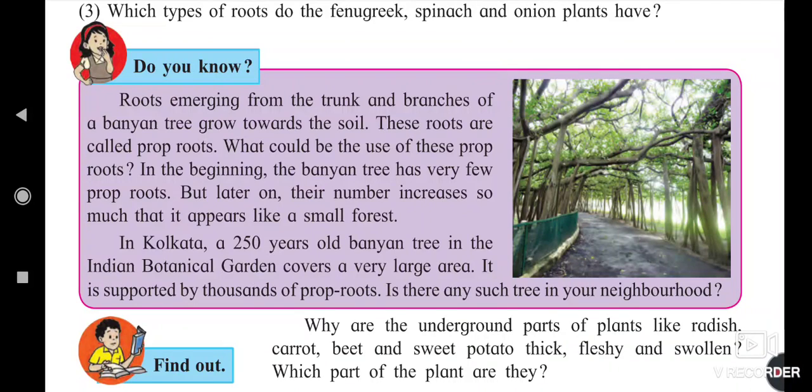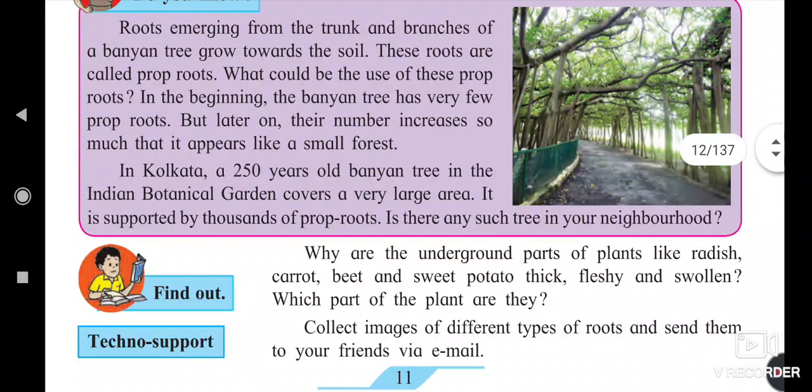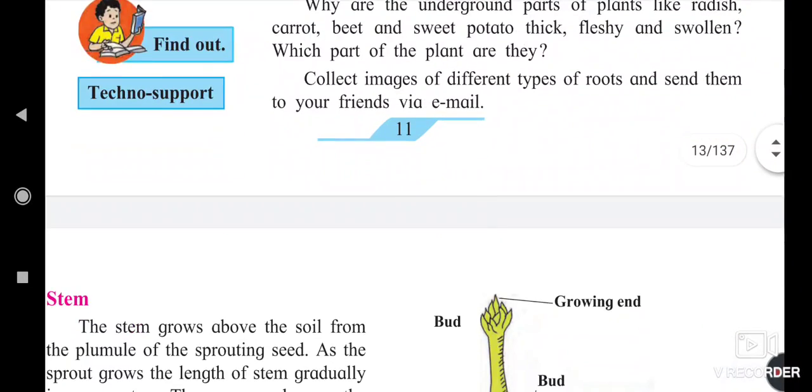Are there any such trees in your neighborhood? Why are the underground parts of plants like radish, carrot, beet, sweet potato thick, fleshy and swollen? Which part of the plant are they? Collect images of the different types of roots and send them to your friends via email.